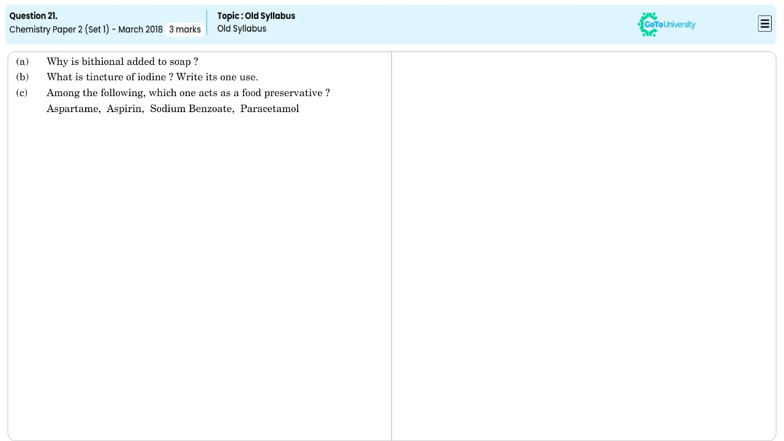Here the question is, why is bithionol added to soap? Bithionol is an antimicrobial compound used in soaps and other personal care products for its antimicrobial and antifungal properties.